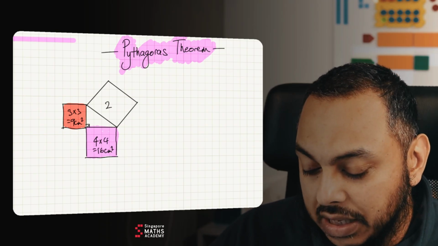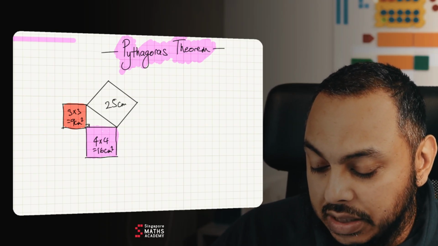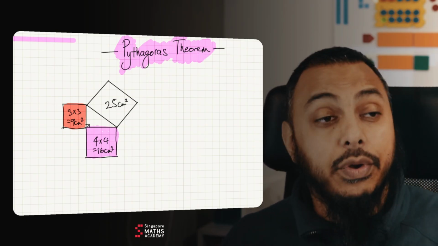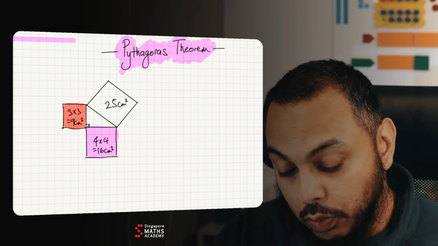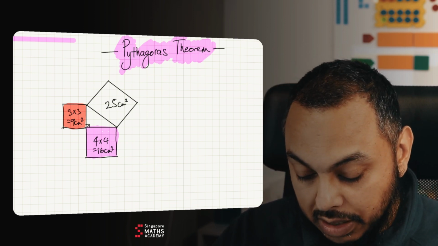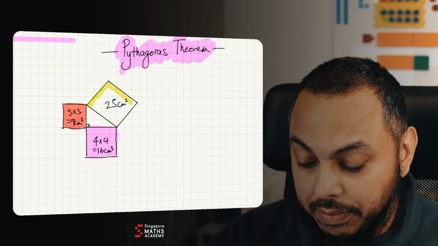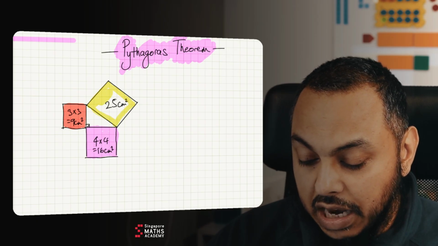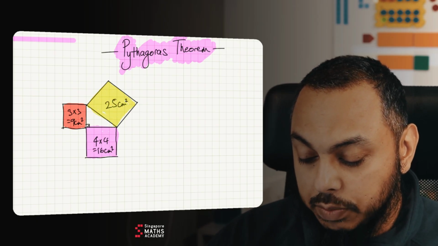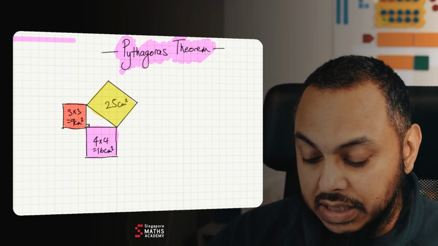If I told you that there's a link between these two squares and the area of the third square, which I've drawn out there, can you see what the link might be? The area of this square is going to be 25 square centimeters.